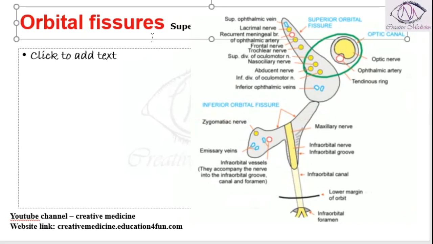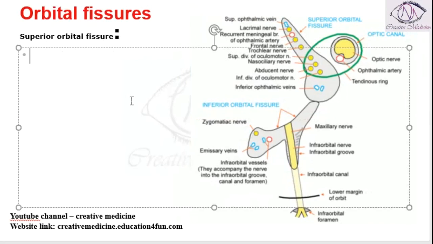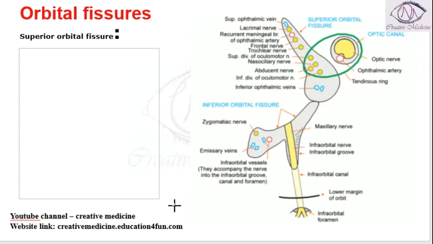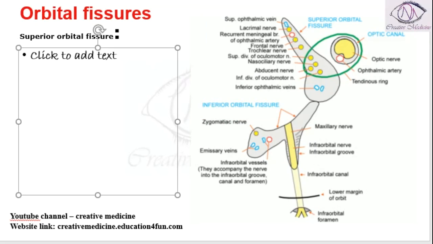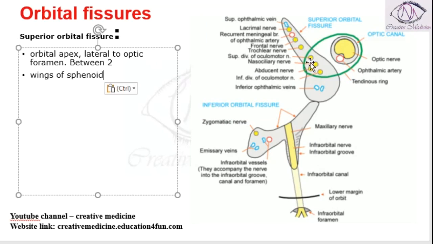Now, if you see the superior orbital fissure, it is actually formed at the orbital apex, lateral to the optic foramen. The optic foramen will be somewhere here. It is formed lateral to the optic foramen, in between the two wings of the sphenoid bone.